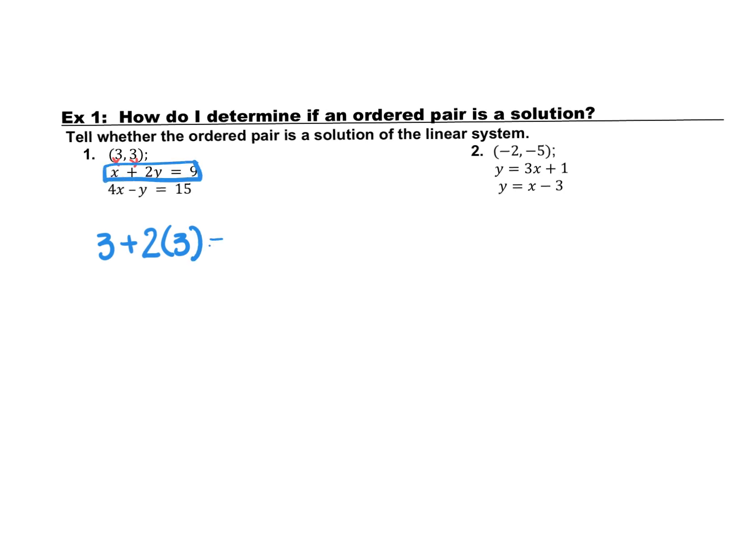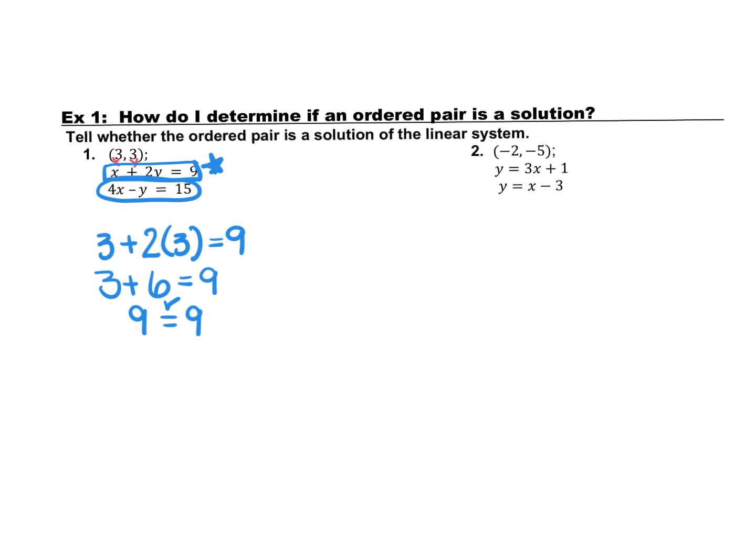And then is that equal to 9? Well, 3 plus 2 times 3 is 6. Well, is 6 plus 3 equal to 9? Well, yes, 9 is equal to 9. So we know that (3, 3) is a solution to this first equation that we were given. But now we need to see, is it a solution to our second equation that we're given right here?